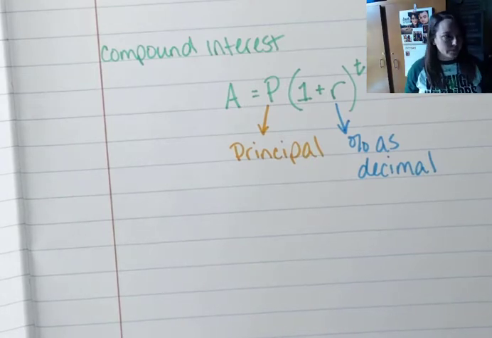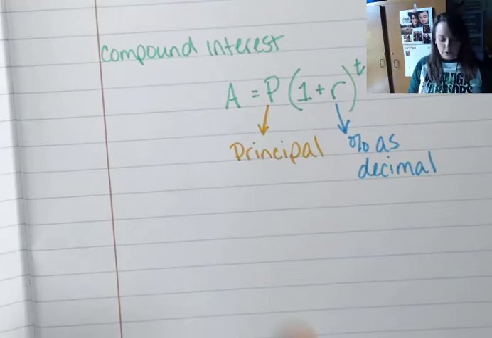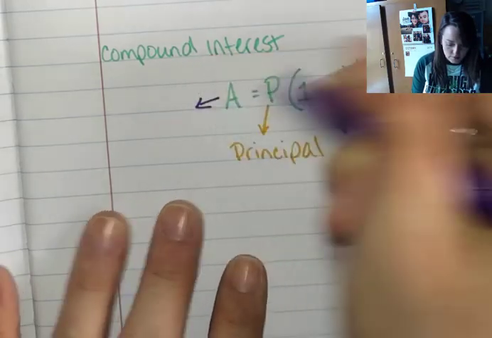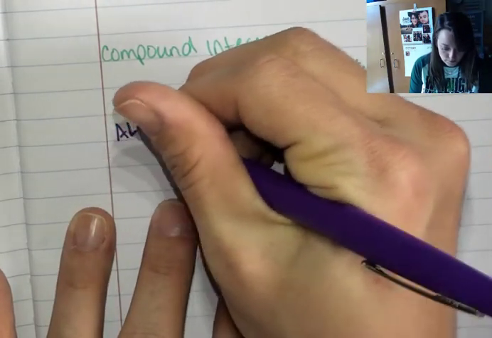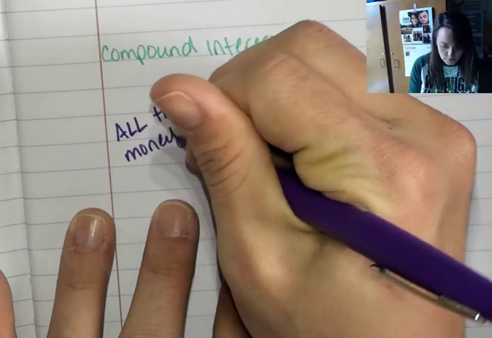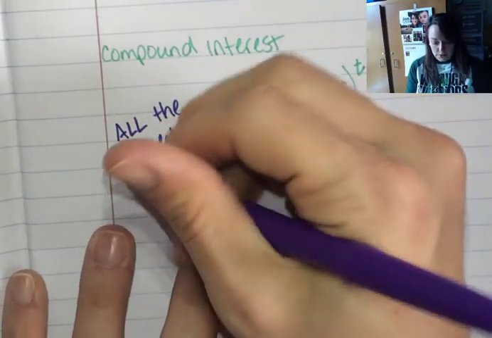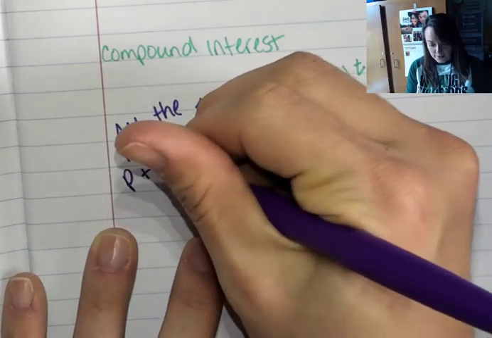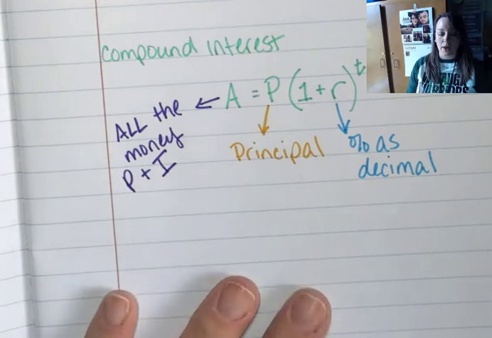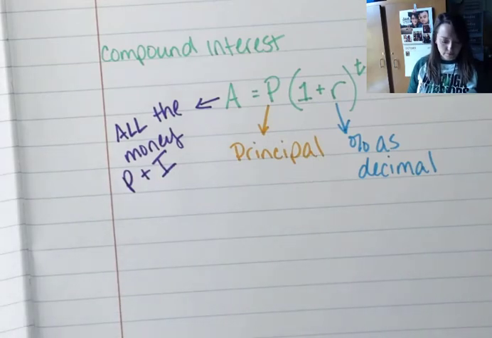Where'd you get the 6 from though? I was making it up. If it was 6 years, it tells you what to plug in. And this A is all the money. That's principal plus interest. So the A is principal and interest.